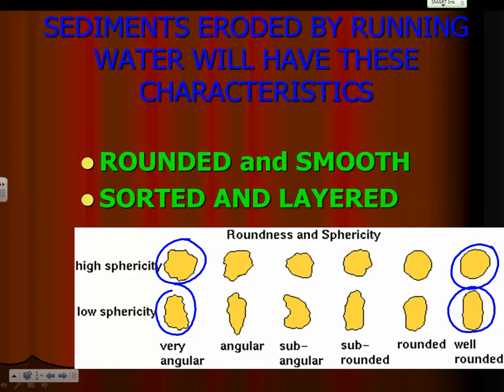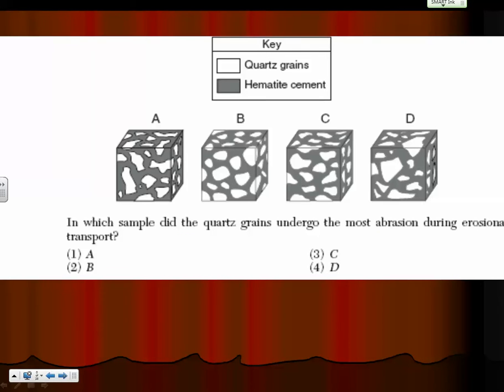Now, as far as the green notes go here, particles that are eroded by water generally have a rounded and smoothed off appearance. Not always, but usually they do. And they're generally sorted into different layers. Remember, glaciers didn't sort material. Water does sort.